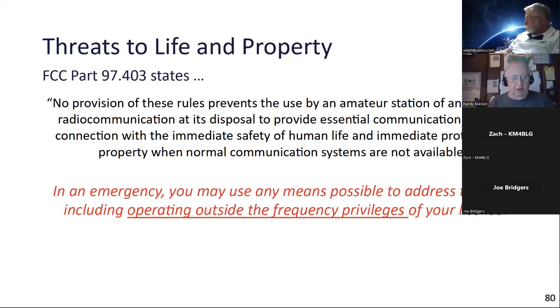In an emergency, you may use any means possible to address that risk, including operating outside the frequency privileges of your license. In other words, if you've got a tech license and need to get on HF that you normally need a general license for, you're allowed to do that. It's the same situation if you're driving along and see a state trooper, highway patrol, off the side of the road, and that state trooper is injured, and you use the trooper's radio to call for help. That is permitted. It's the same in this situation also.